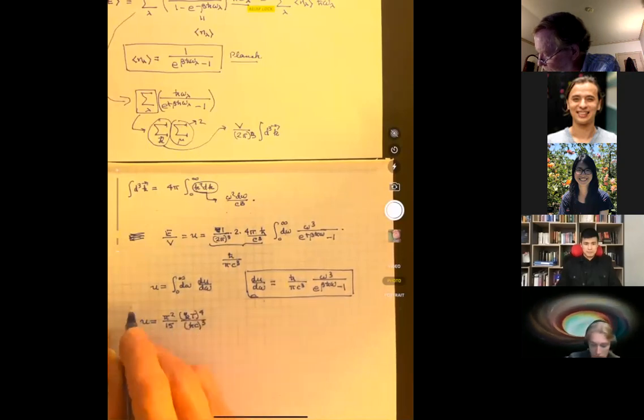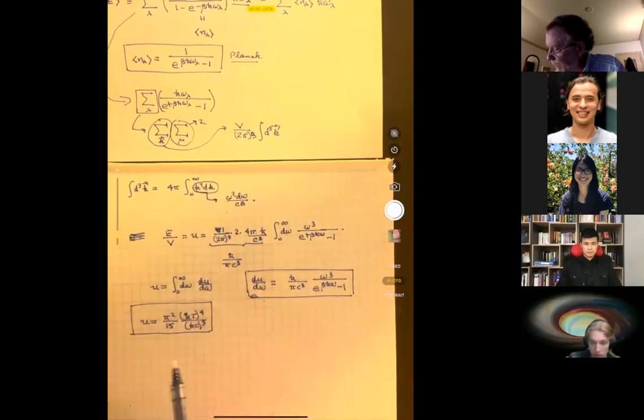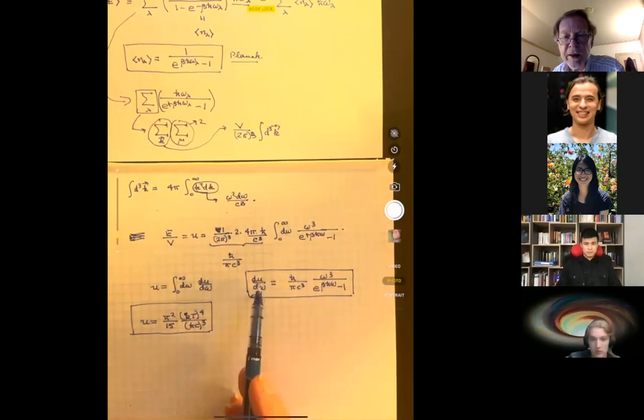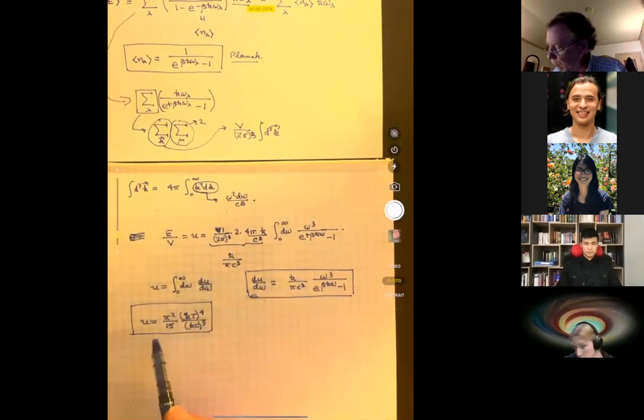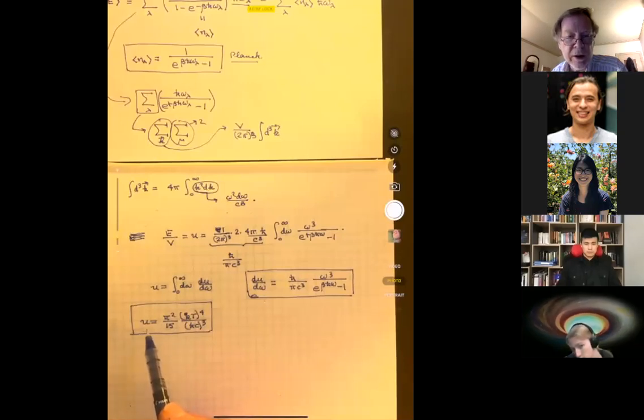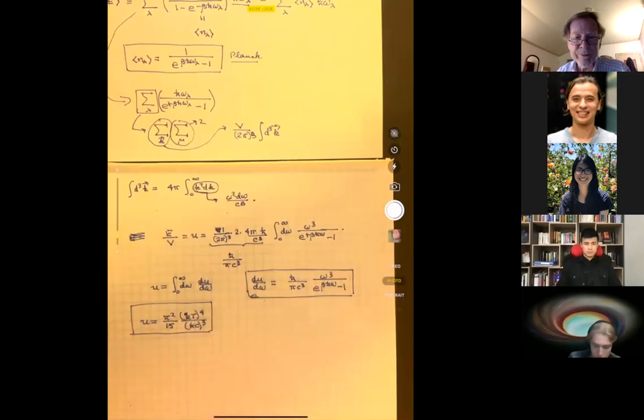Let me box that too, because that's also an important result. In fact, of these two boxes here, the du d omega gives the distribution of energy over frequencies, and the lower box here is just what you get when you integrate that over all frequencies, just to get the total energy density at all frequencies.